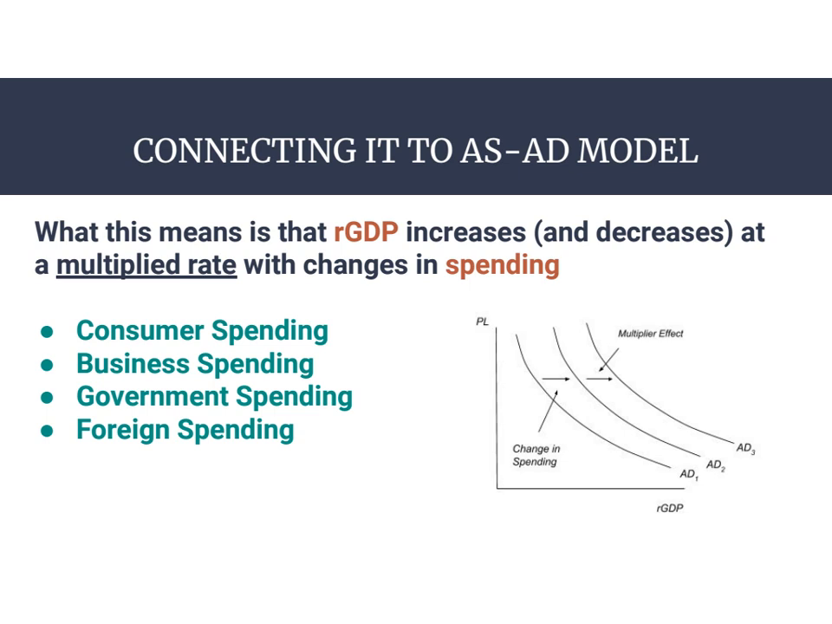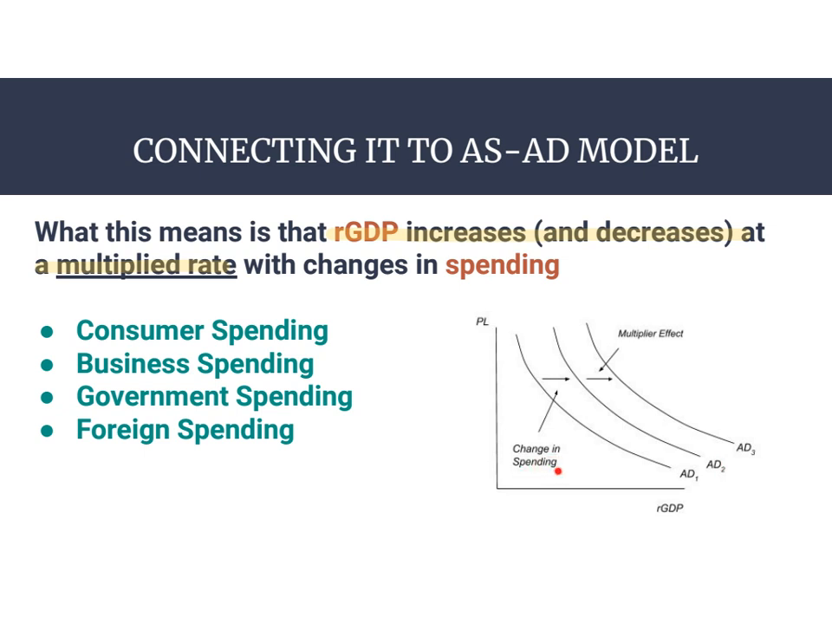What this means is that real GDP increases and decreases at a multiplied rate with changes in spending. That could be consumer spending, business spending, government spending, foreign spending. Whoever's doing the spending, it doesn't matter. But if you change one of those, in this graph over here to the right, we have an increase in spending. Let's say it's government spending. The government increases its spending. The increase in spending in and of itself will shift the aggregate demand curve to the right, from AD1 to AD2. That's just the change in spending.